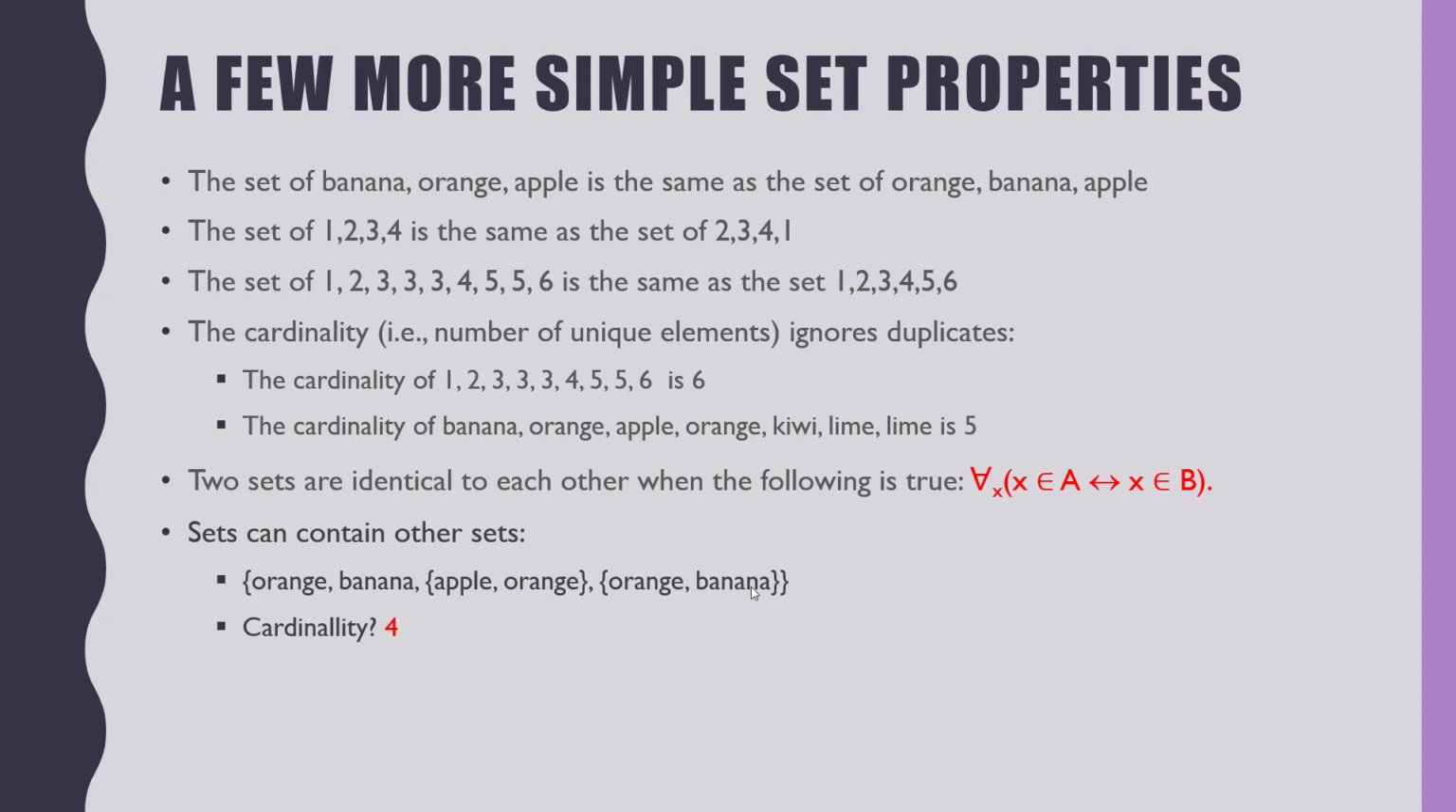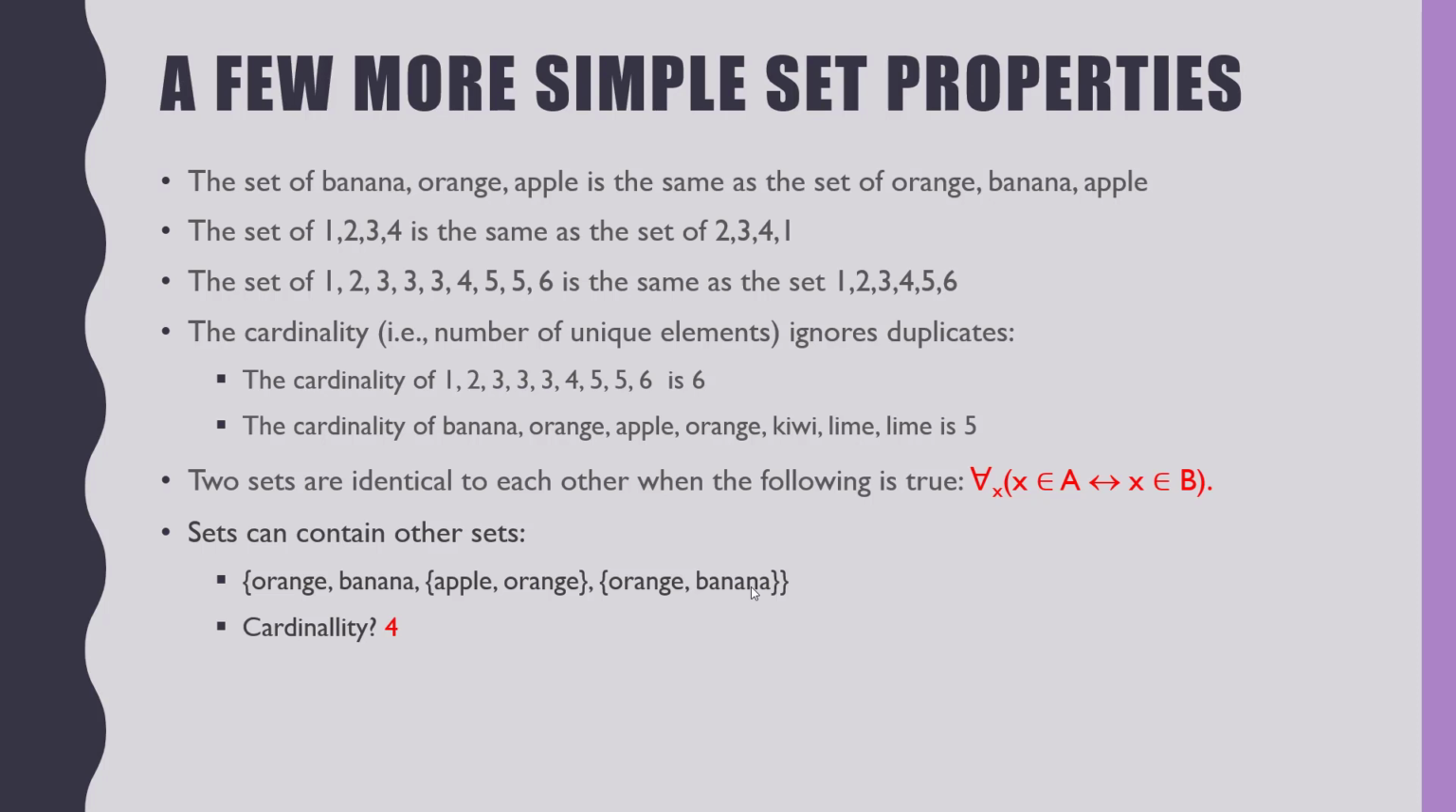So imagine every curly brace there as a bag, right? There's one outer bag that contains orange, banana, then another bag, and then another bag. So there's 4 things in the outer bag. Those 4 things are the unique individual elements, and that is the cardinality. There's 4 unique things, okay? Make sense?